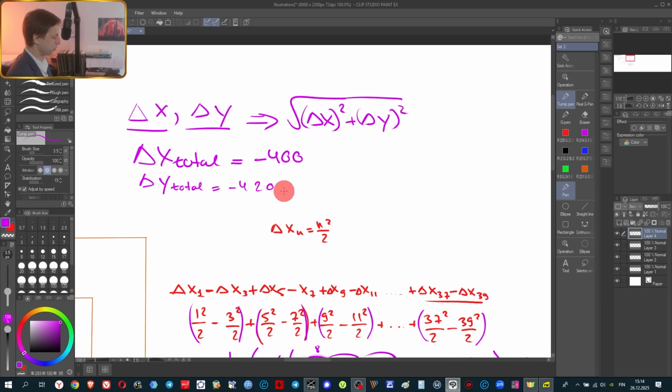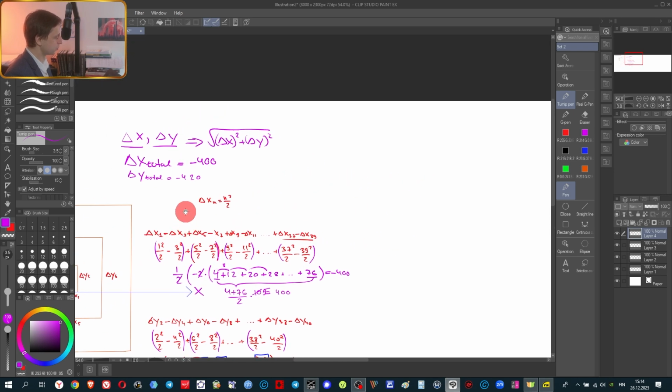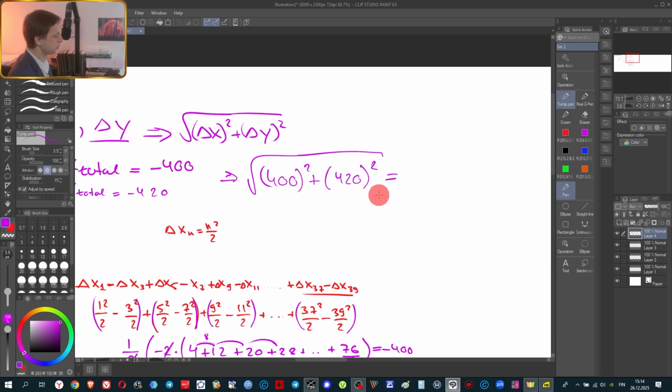Therefore, we know that finally, the final position of our traveler will be somewhere here, because delta x total is negative and delta y total is negative. So eventually, after 40 days, our traveler will end up somewhere here in this portion of the plane. And in order to find this total distance, we will use this formula. So we need to find the square root of 400 squared plus, I will get rid of minuses right away, plus 420 squared. Again, in order to find this distance, we will work in a reasonable way.